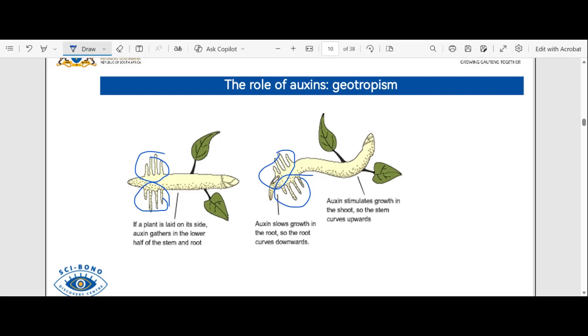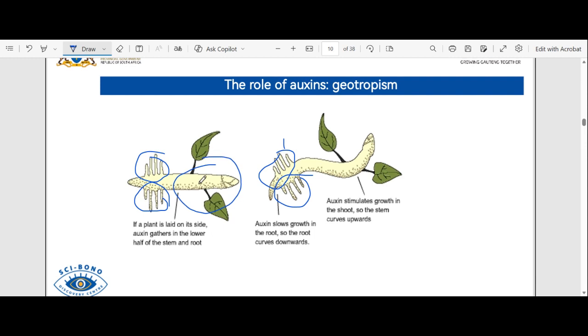Can you see the plant is bending towards gravity, or the roots are bending towards gravity? So we call this what? Positive geotropism. Call it positive geotropism. Okay, we're done with the roots. Let's focus on the stem.